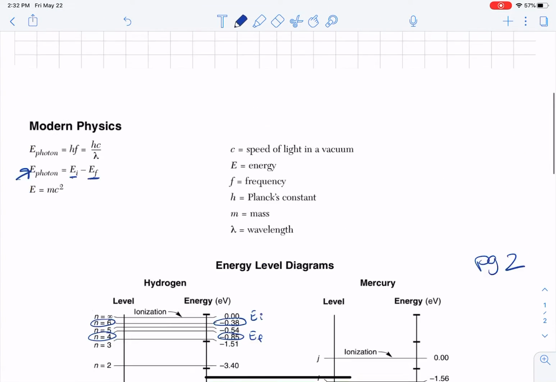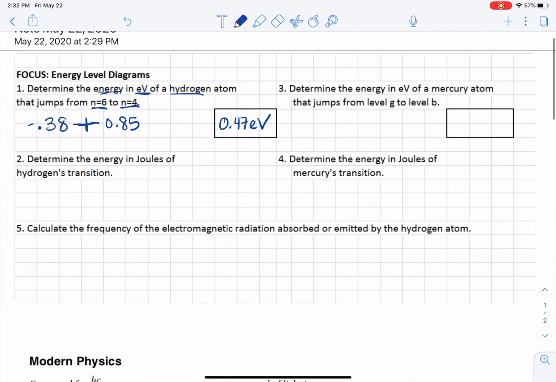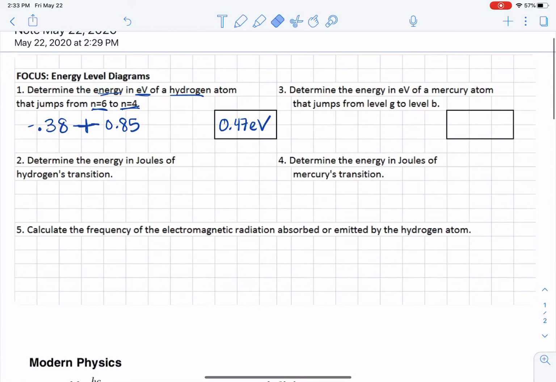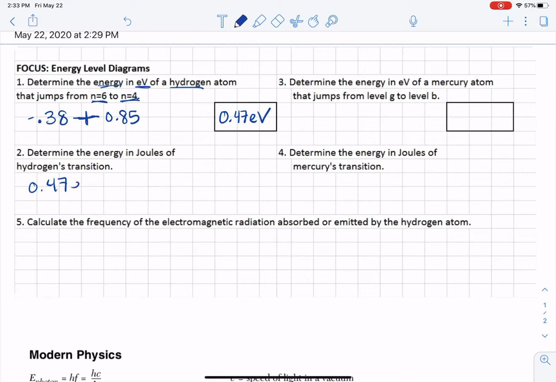Okay, there we go. All right, and then it says determine the energy in joules of the hydrogen's transition. So to do that, we're going to have to convert 0.47 electron volts, and we're going to want to convert it to joules. So we're going to have to do some dimensional analysis here.